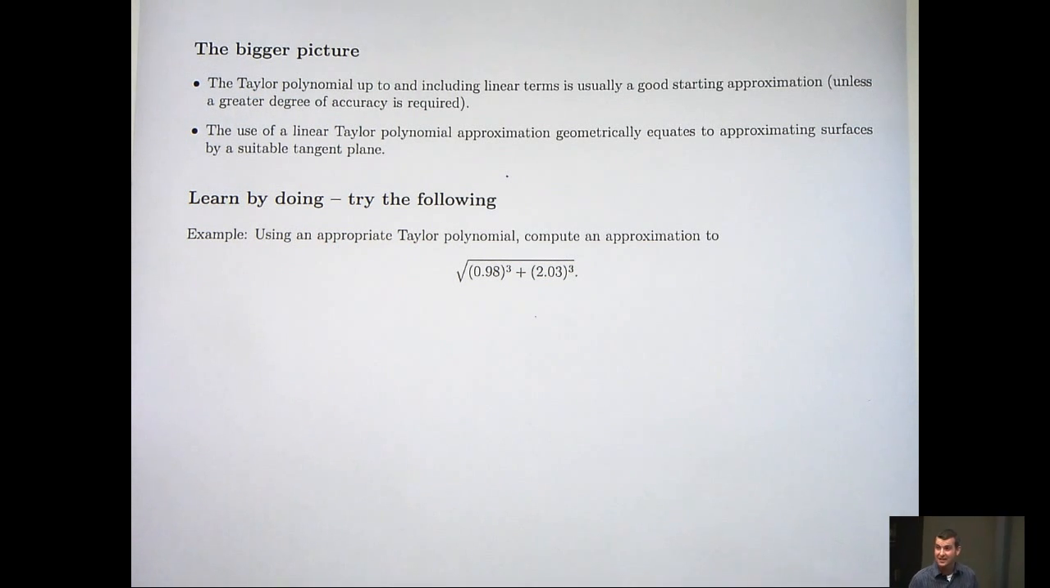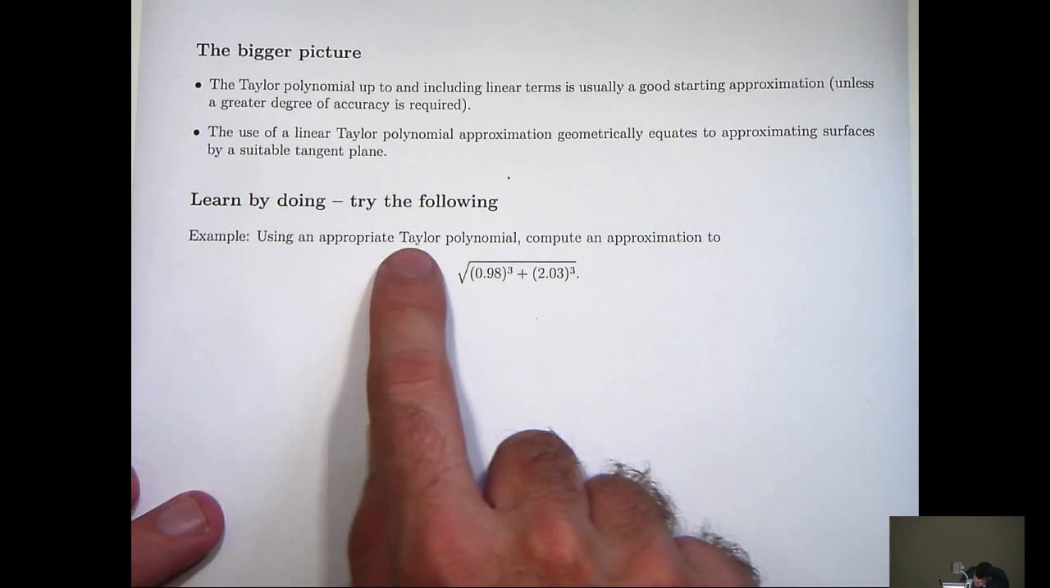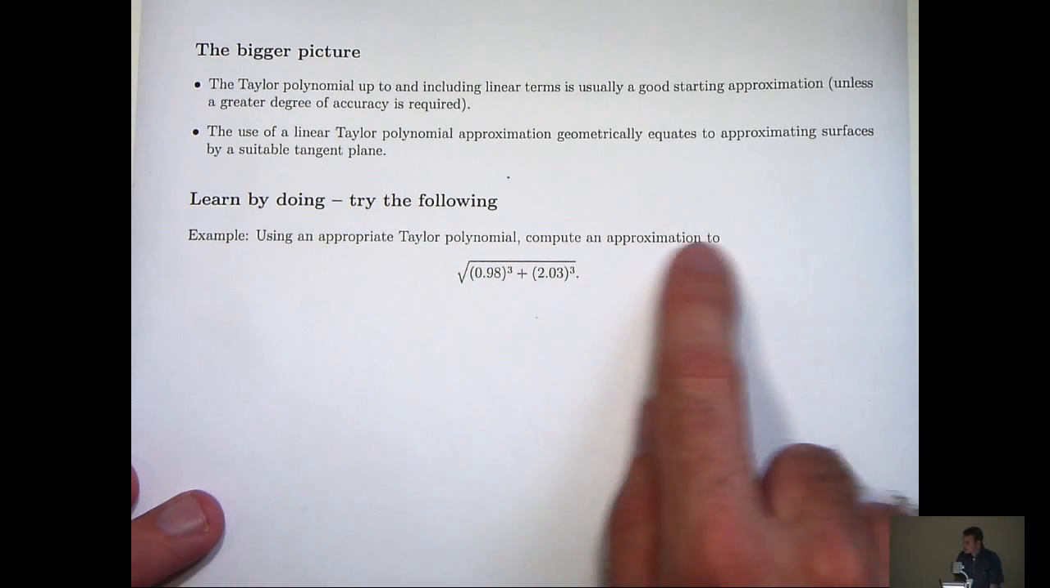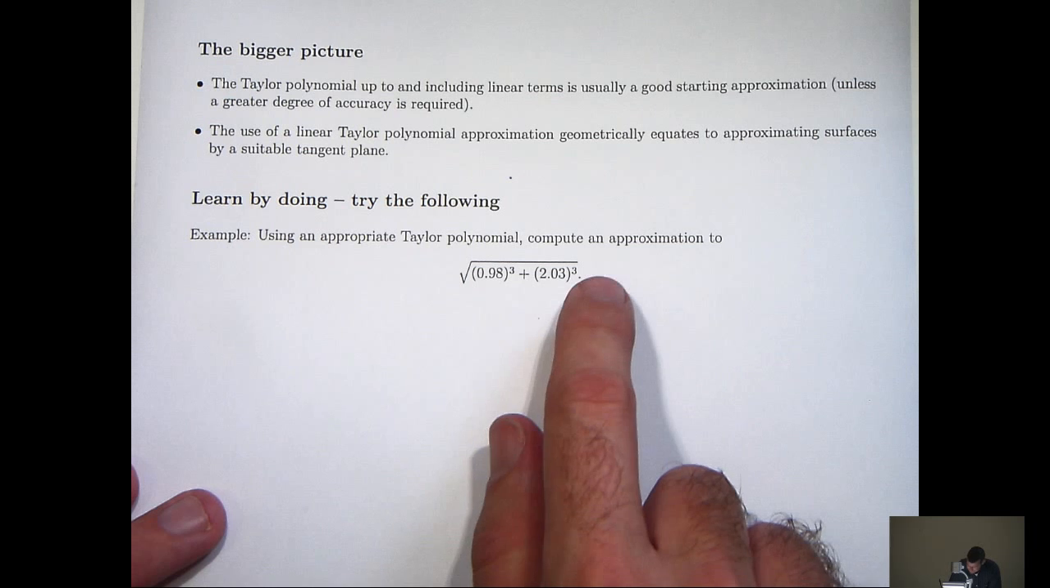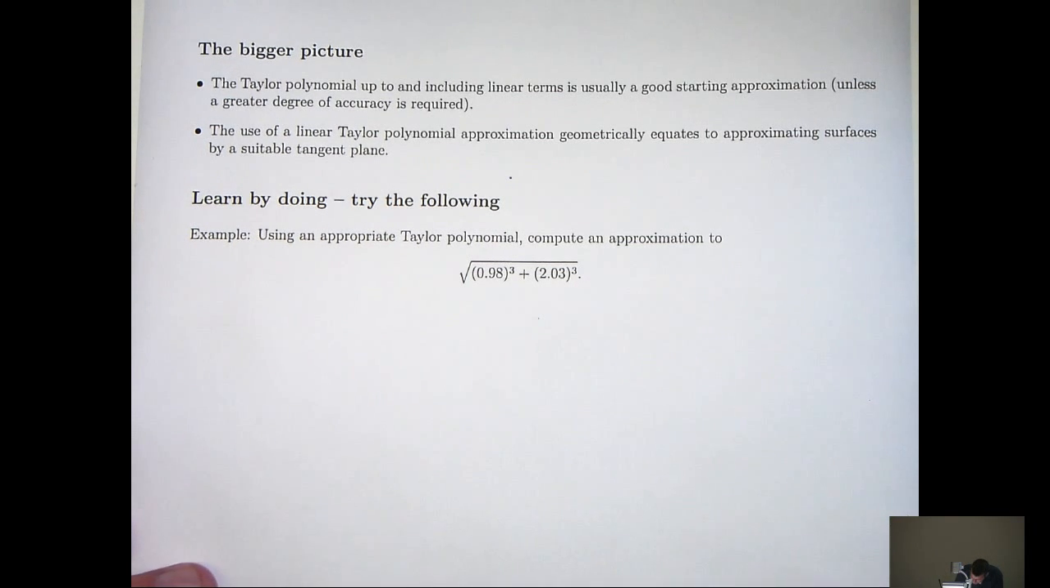And you may think, what's the geometric significance of these Taylor polynomial approximations? Well, think of the graph of a function of two variables as being a surface. When we use the Taylor polynomial approximation, we're approximating the surface by a tangent plane. Now, it's important that you learn by doing. Here I've given you an example. Using an appropriate Taylor polynomial, compute an approximation to this value here. The solution method is very similar to the example that I've just presented.